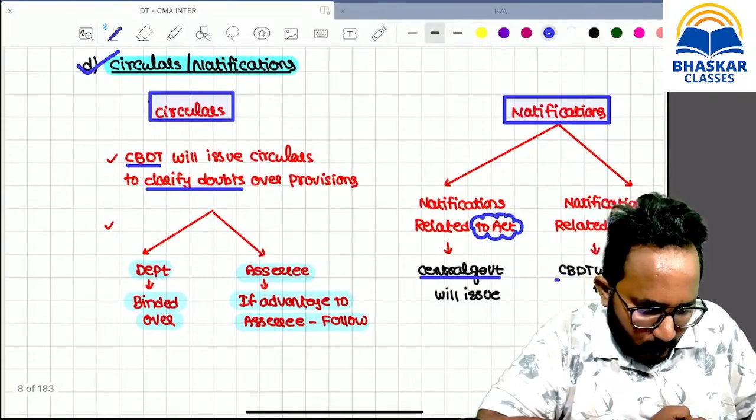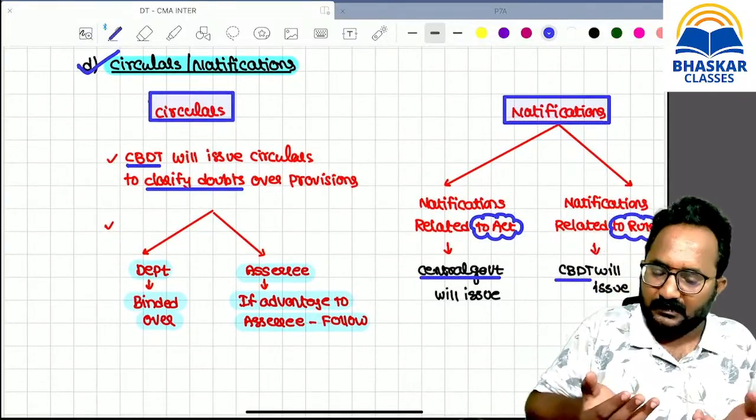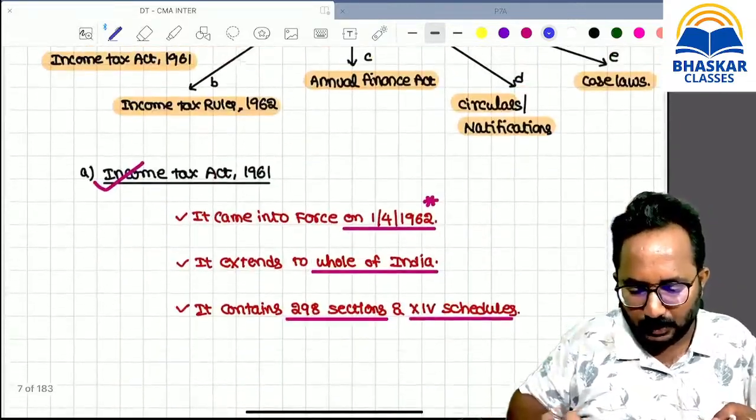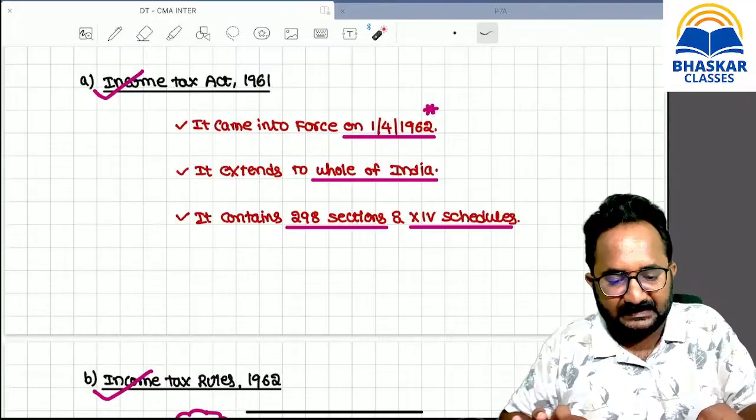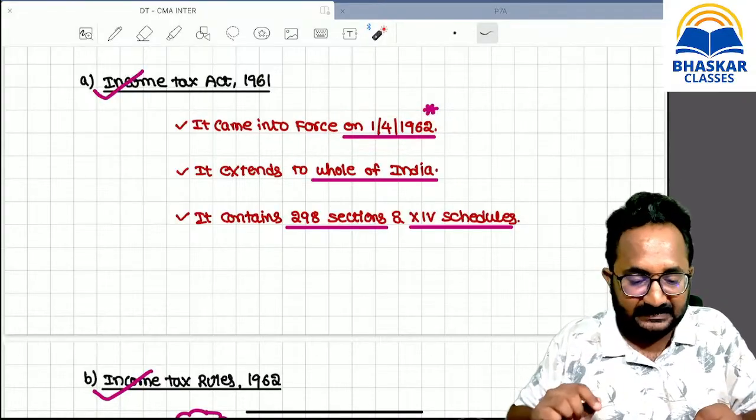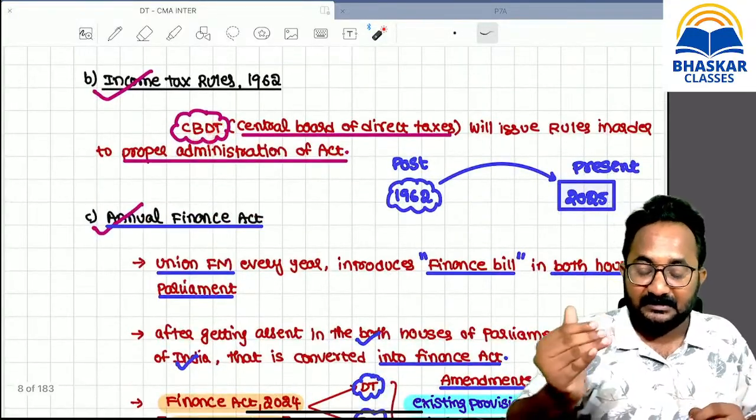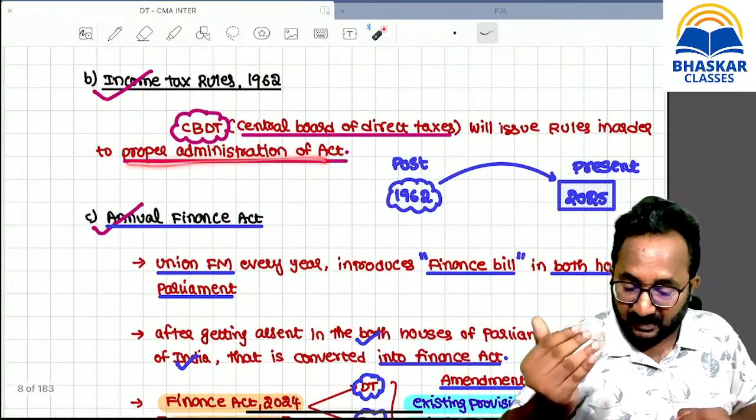You may get this as a 4 mark theory question, or if you get it as an MCQ, it will definitely be an advantage. I will give you a quick recap. The Income Tax Act 1961 came into force on 1/4/1962, extends to the whole of India, and has 298 sections and 14 schedules. Income tax rules are released by the CBDT for the proper implementation of the Act.